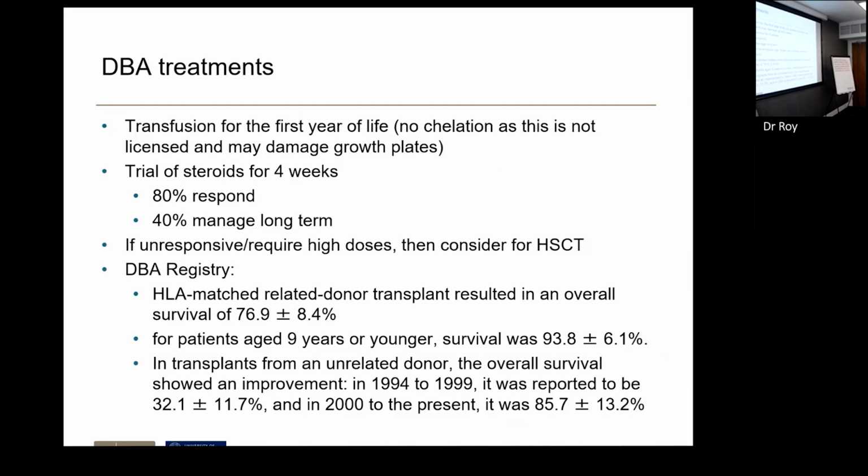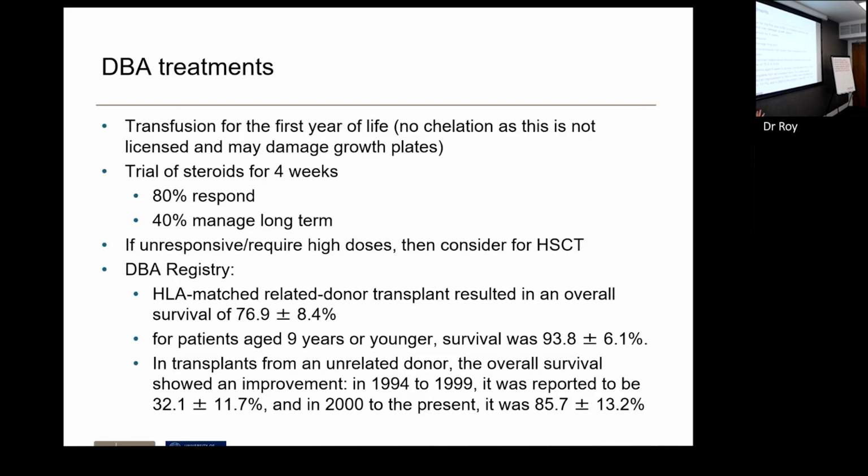How do we treat these patients? First year of life, we give transfusions because the main treatment is steroids, and we wouldn't want to give steroids to a baby, certainly in the first year of life, because we want them to be able to grow. And also we don't chelate them because of damage to growth plates. So the first year of life, they're just transfused, ferritin goes up. Then when they're 1, you can start to chelate them, but also you give them a trial of steroids.